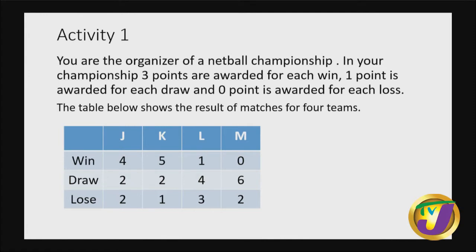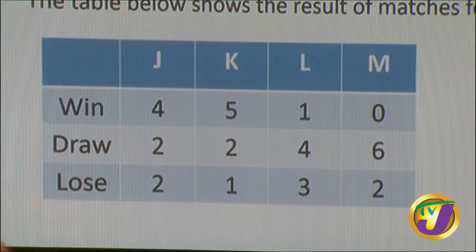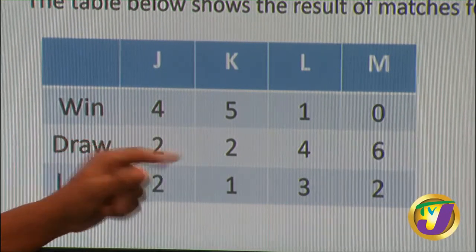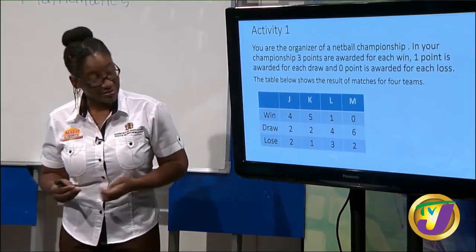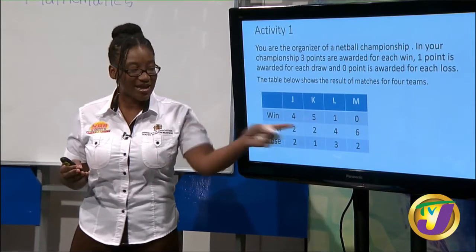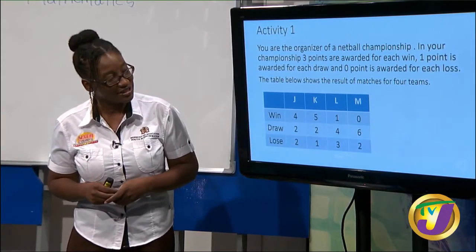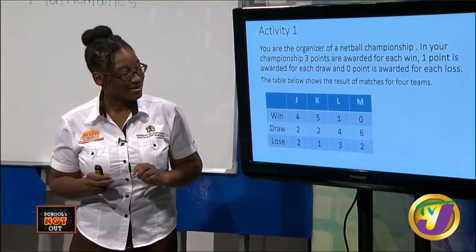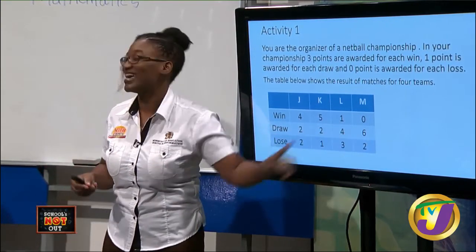If we look at Team J, they won 4 matches. They had a draw for 2 of their games, and they lost 2. Team K: five wins, 2 draws, one loss. And of course, Team L never won. Not so good in the winning, but they make up a little. They drew 4, but they lost 3 matches. Now, M is having a rough time. No wins at all. They lost 2 matches, and they drew 6 matches.